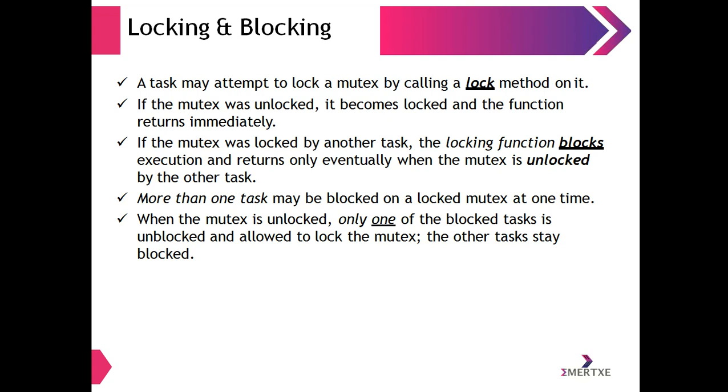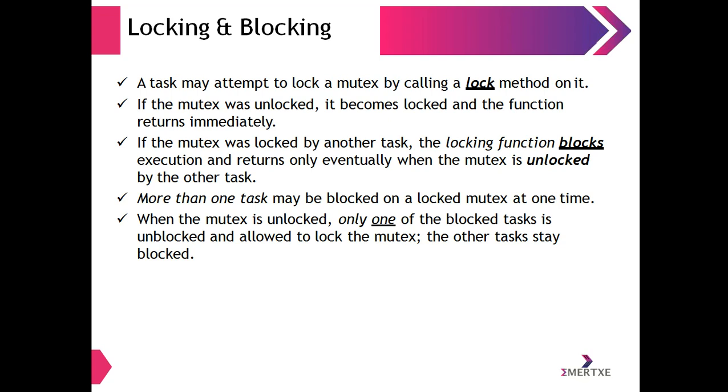Now if the mutex was locked by another task, the locking function blocks execution and returns only eventually when the mutex is unlocked by the other task. More than one task may be blocked on a locked mutex at one time. When the mutex is unlocked, only one of the blocked tasks is unblocked and allowed to lock the mutex. The other tasks stay blocked.